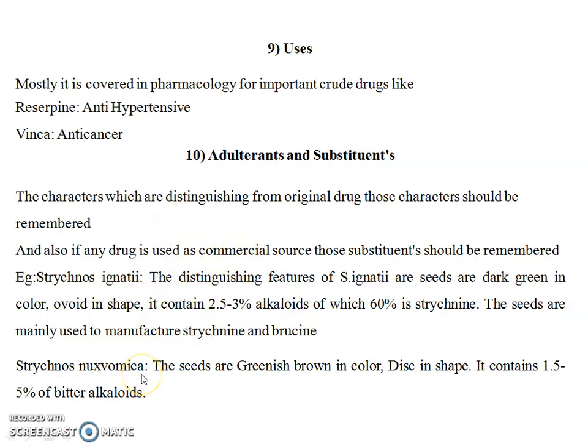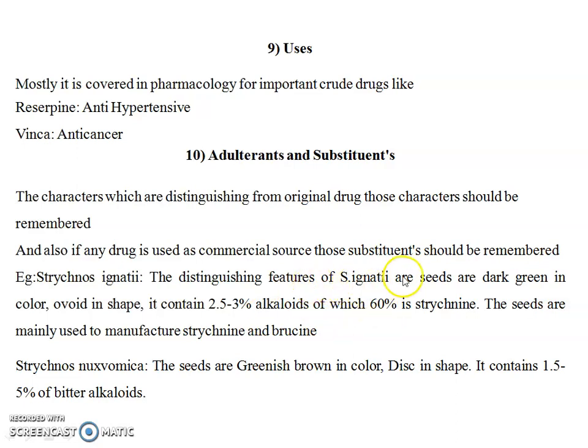So I want to explain by taking the example of Nux vomica. Nux vomica is obtained from the plant Strychnos nux-vomica. If you see the organoleptic characters, the seeds are greenish brown in color, disc shaped, and contain 1.5 to 5% of bitter alkaloids. These are the morphological characters of the authenticated Nux vomica plant. Now the substituent, Strychnos ignatii, is dark green in color, ovoid in shape, and contains 3% of alkaloids, and among that 60% is strychnine.